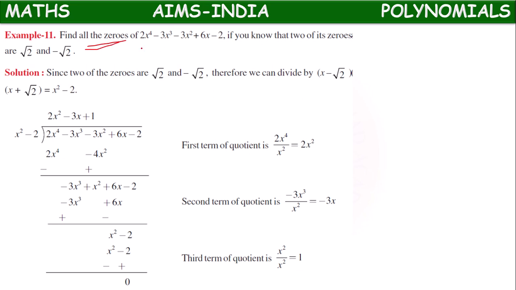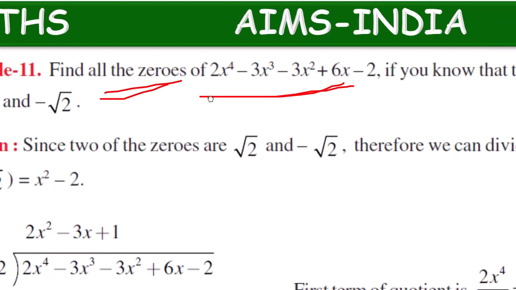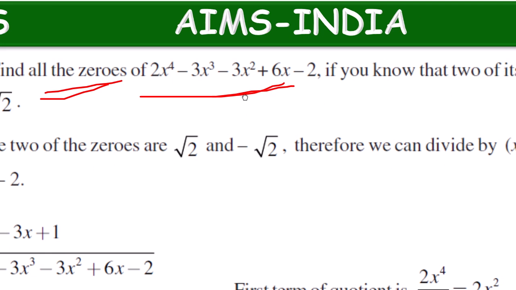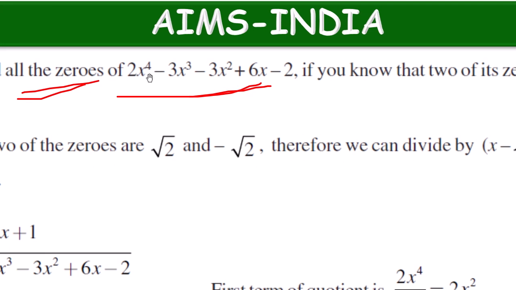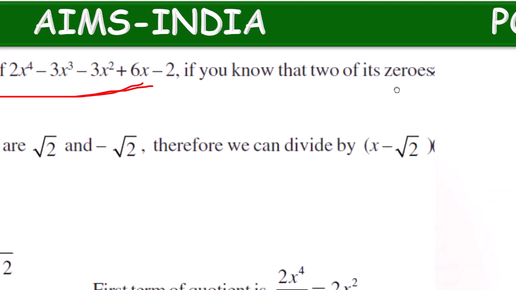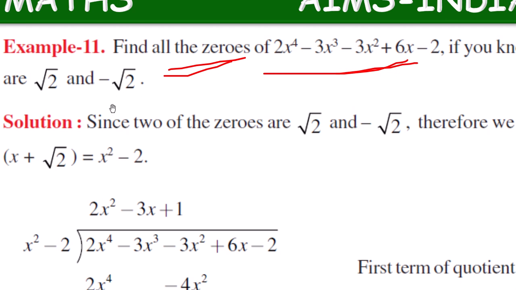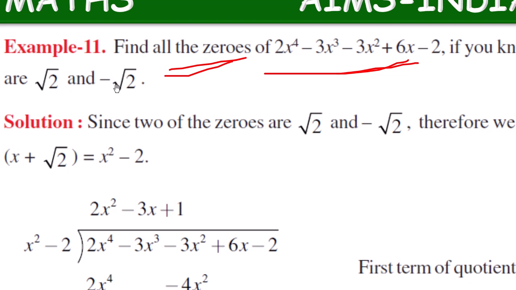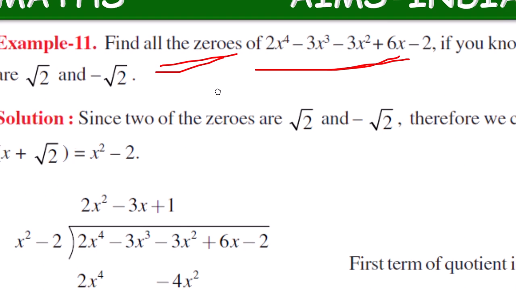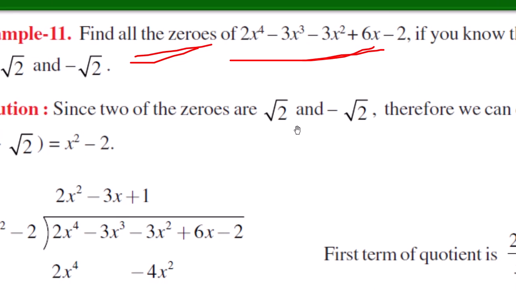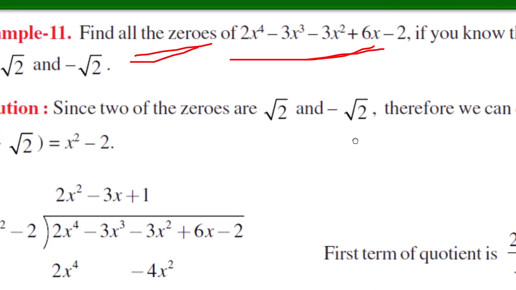Find all zeros of this biquadratic polynomial, because the highest degree is 4, if you know that two of its zeros are root 2 and minus root 2. Biquadratic means it will have 4 roots. Out of 4 roots, 2 roots are given. We have to find 2 more roots. Since 2 zeros are given, one is root 2, another is minus root 2.